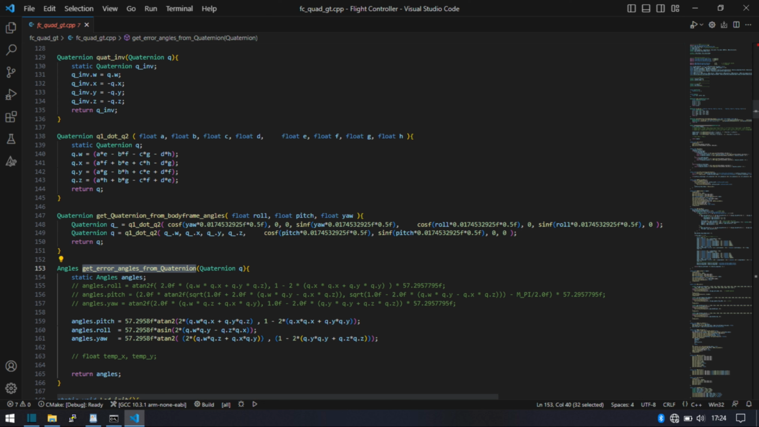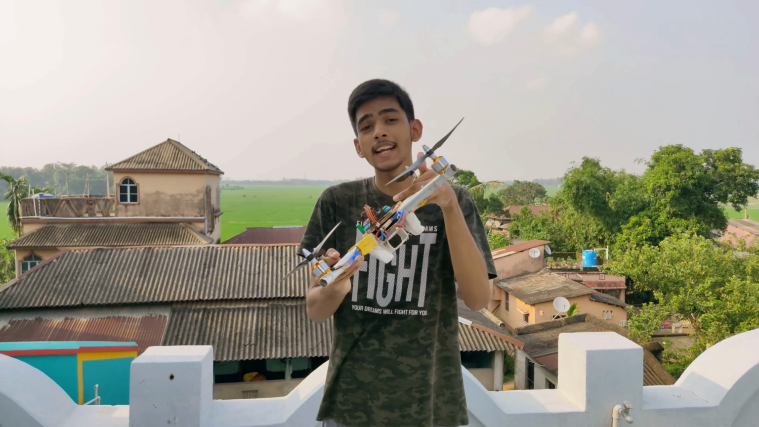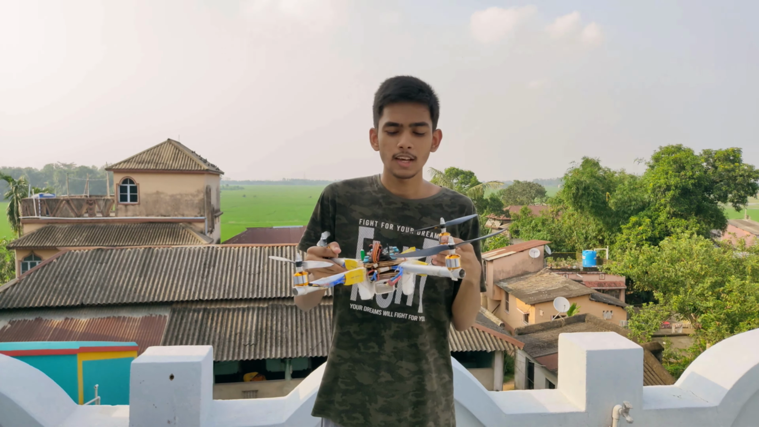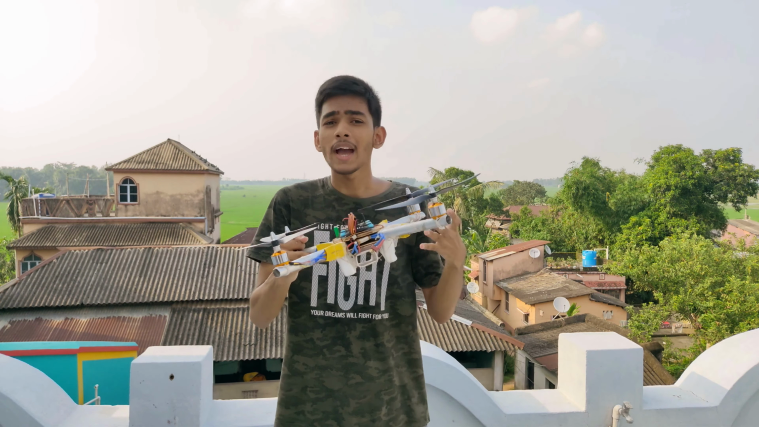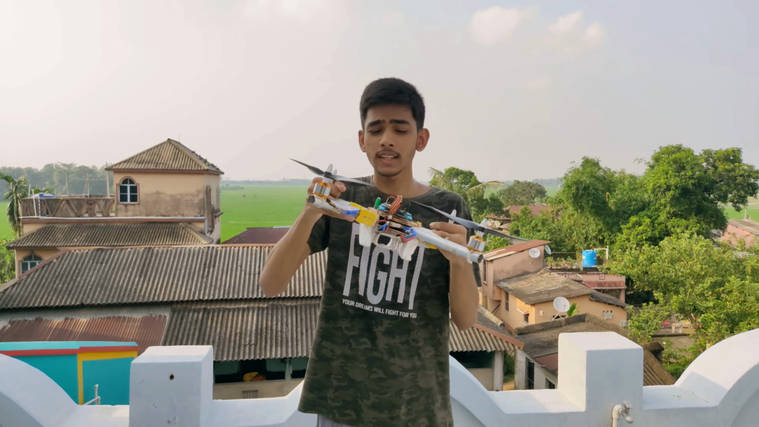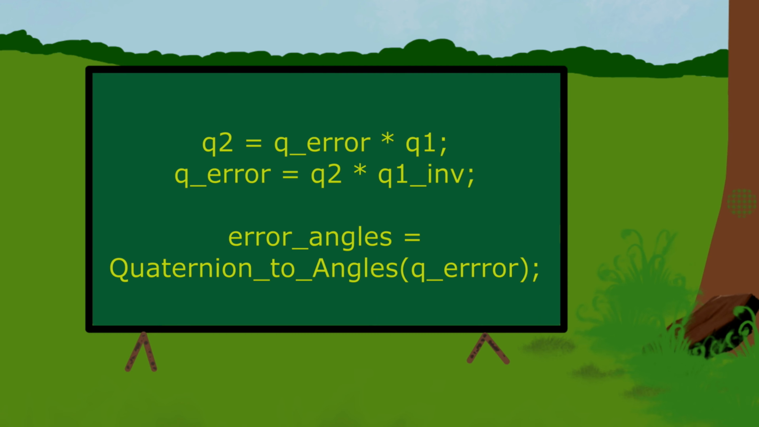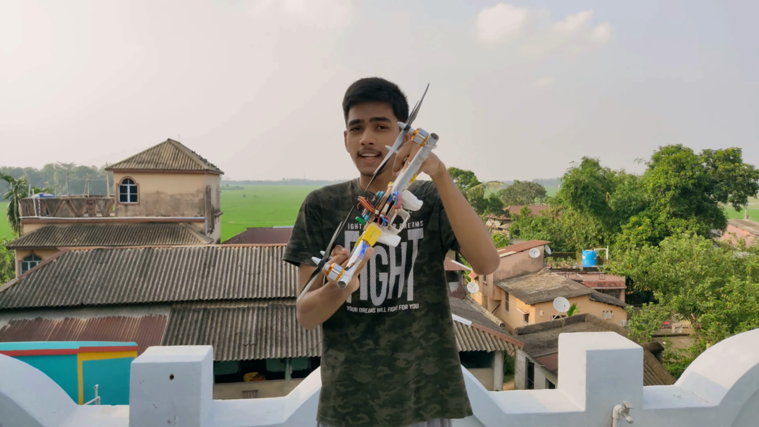So a better way is to use the properties of quaternion to calculate the error angles. See, I have the current attitude quaternion and I get a desired attitude quaternion from the user, or more specifically from the joysticks. So I have to rotate the drone from the current orientation to the desired one. Now I can get an error quaternion that can rotate the current quaternion to the desired quaternion and get the angles from that error quaternion. This way, we are just dealing with the angles between the current and the desired attitude.